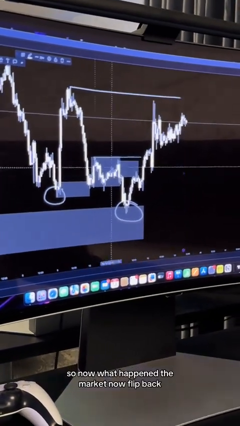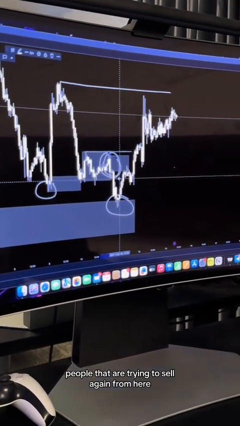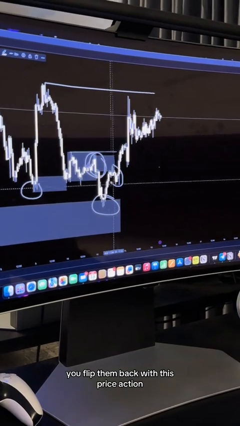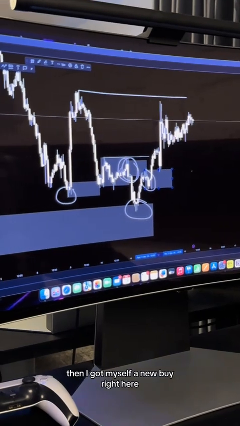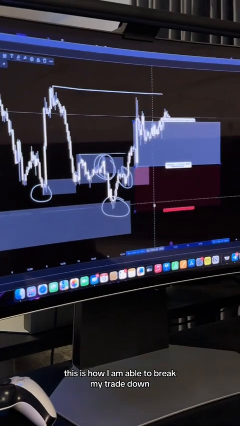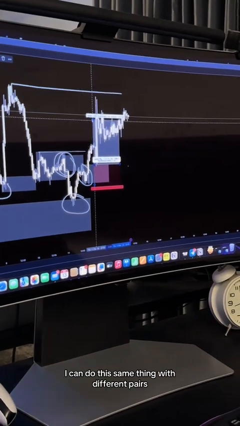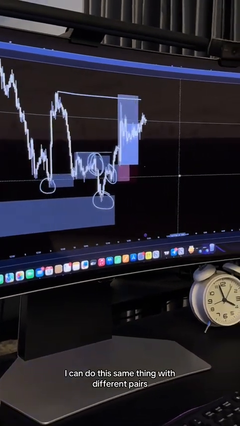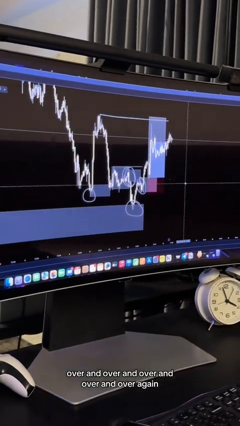So now what happened? The market flipped back the people that are trying to sell again from here. It flipped them back with this price action. Then I got myself a new buy right here. This is how I am able to break my trade down from higher time frame to lower time frame. I can do this same thing with different pairs over and over again.